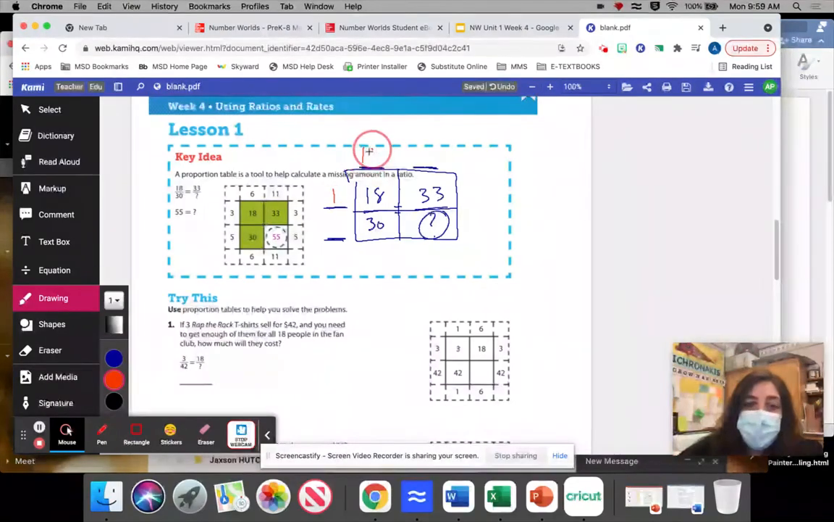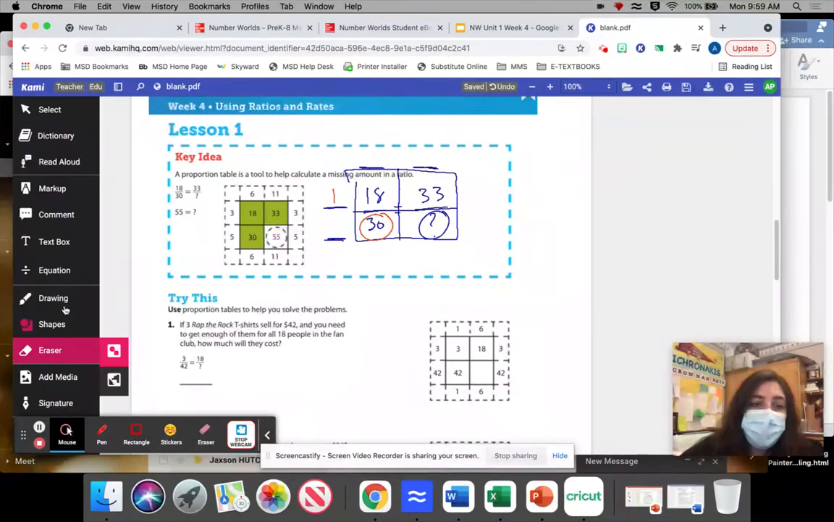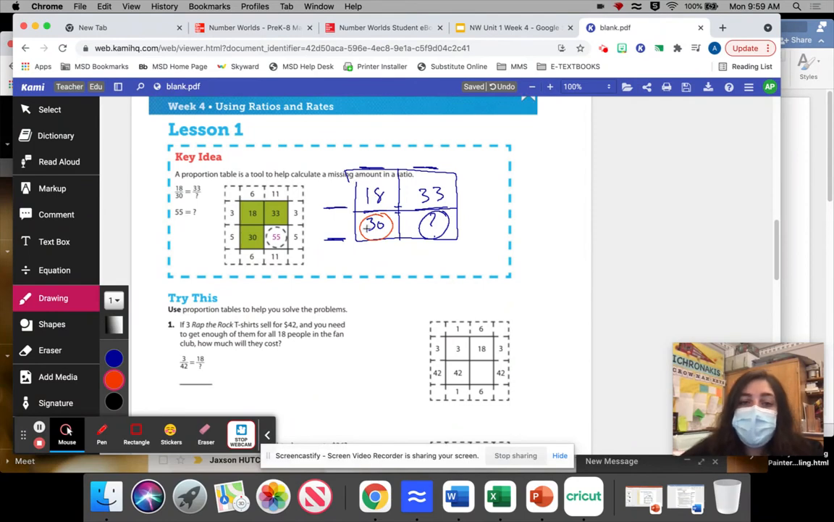We could pick 1 and 18. The only thing is if you pick 1 and 18, 18, for example, would need to be used to multiply to 30. And 18, you can't multiply that to get 30. So we have to pick numbers on the outside over here that will work for 30 and 18 and 33.